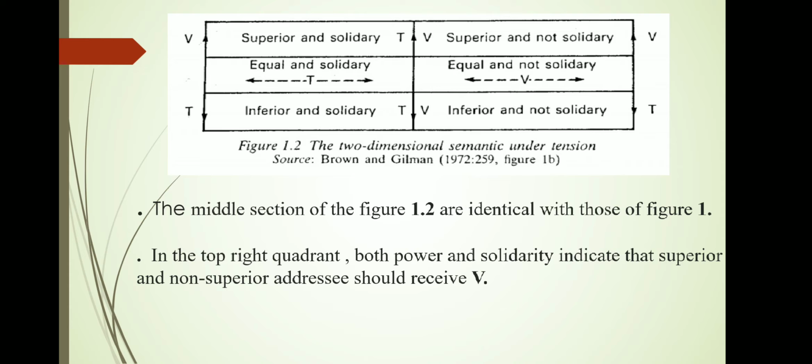So she should receive V. But she is also solidary, right? Here is a problem. And also the opposite conflict surfaces in the lower right quadrant.